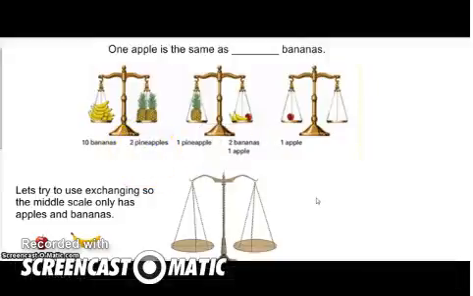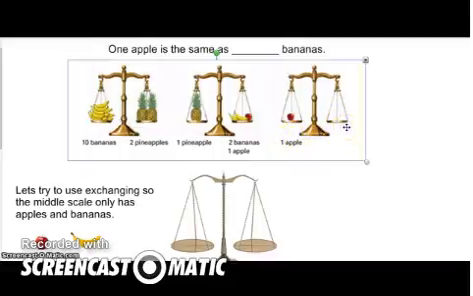Here's an example of using exchanging in the context of a balance scale. We're given the three pictures above. We're showing that 10 bananas are the same as 2 pineapples. 1 pineapple also balances with 2 bananas and an apple. The question is asking us that 1 apple balances with how many bananas for our third picture.